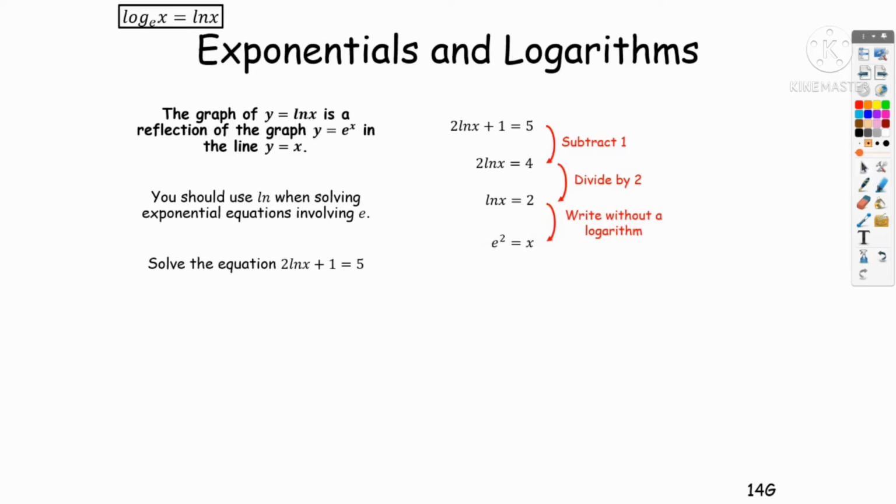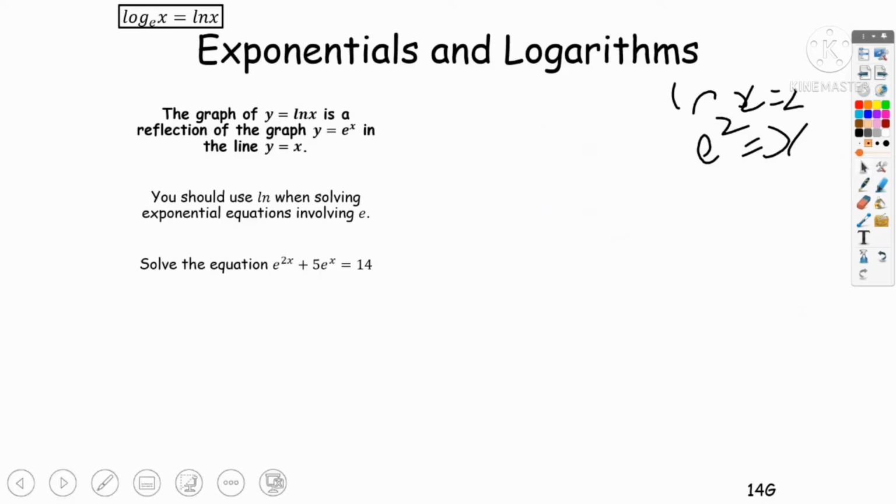We write it without the logarithm if we like, and we can get e squared is equal to x. As I showed you in the previous example, when we had ln of x equals 2, we get e squared equals x. There are these little patterns that you can use. Okay.